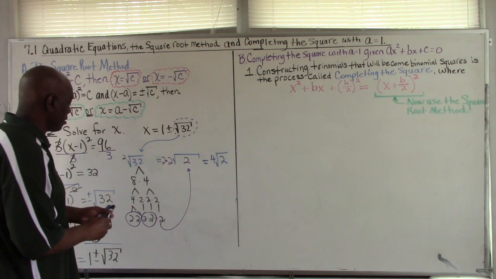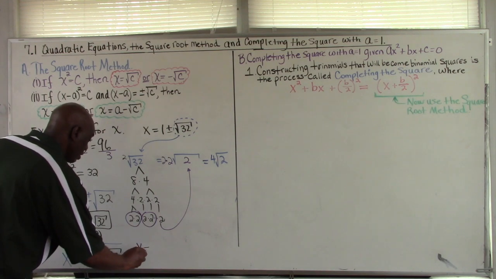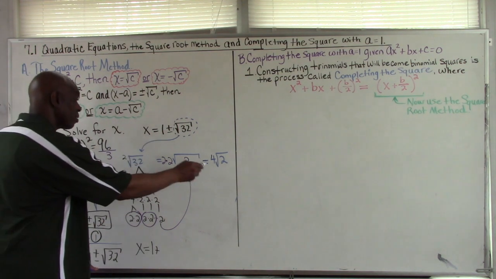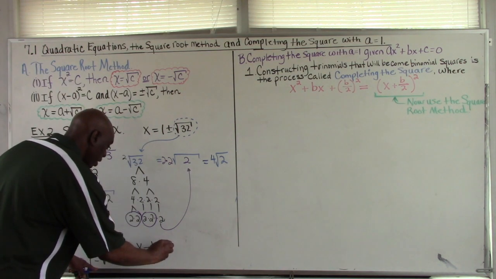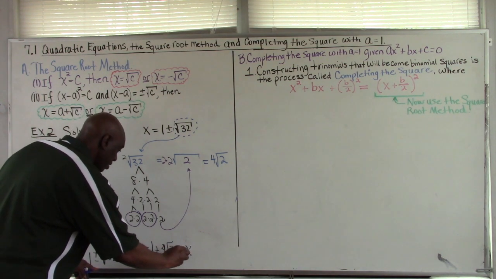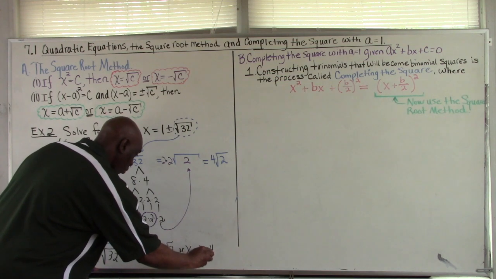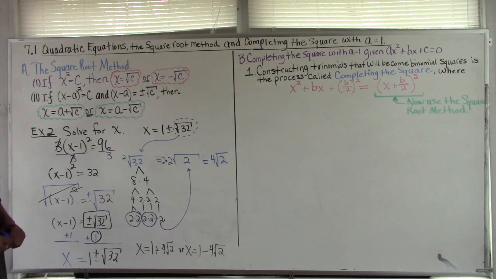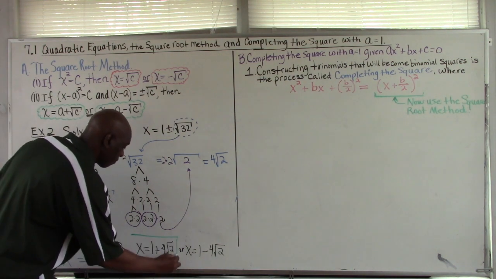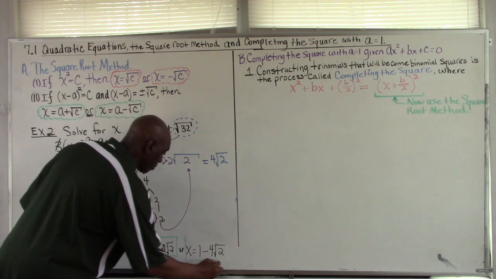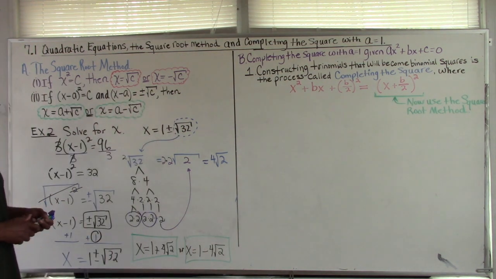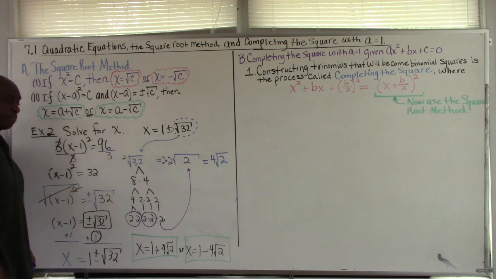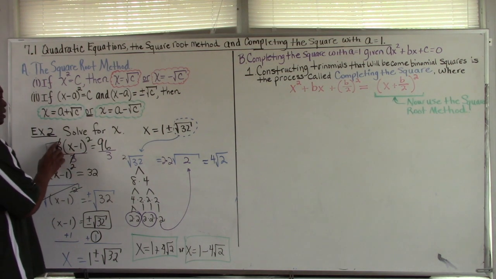So then if that's the case, and it is, then x is going to equal 1 plus 4 square root 2, or x equals 1 minus 4 square root 2. All right, and those are our answers right there. Here's one possible solution. Here's the other possible solution. And there you go. That's it for number 2. That's the square root method. Solving for x using the square root method. All right. Example number 2 is done.